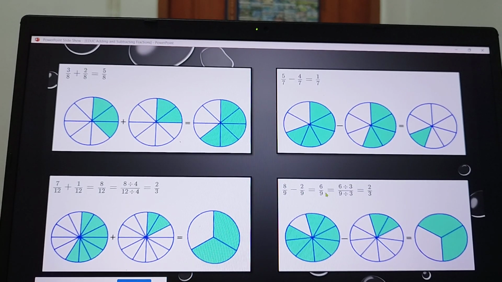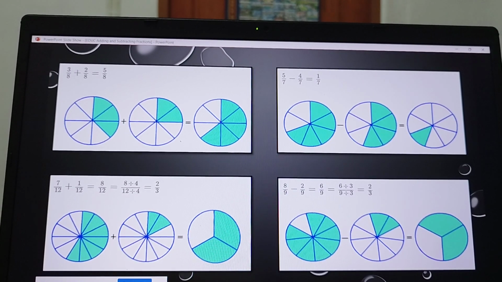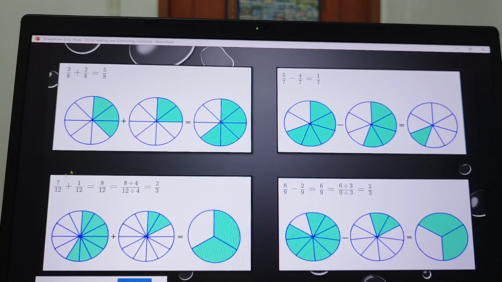So again, 6/9 is the same as 2/3. Different fraction, but the same value. Okay, so again, if you can simplify your answer, please simplify. Thank you for answering.